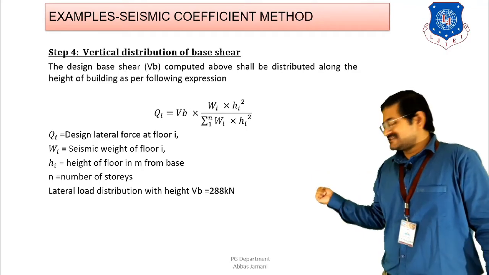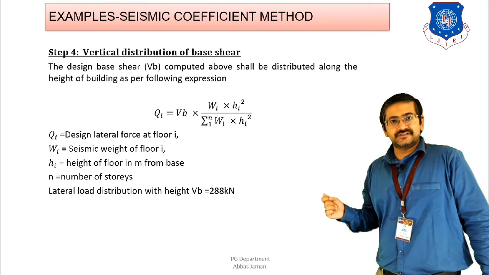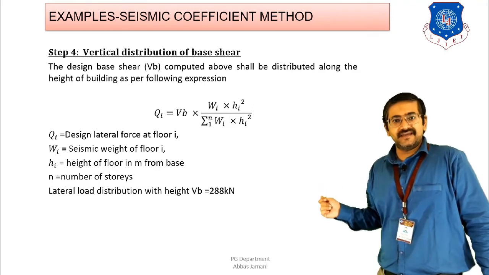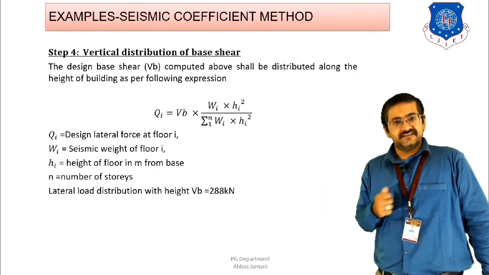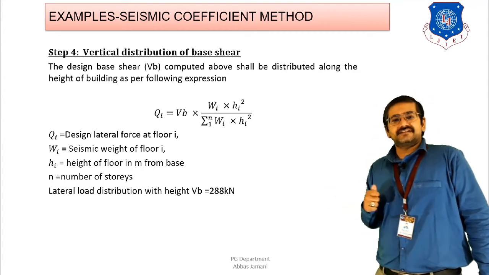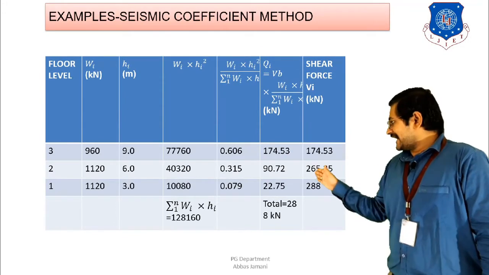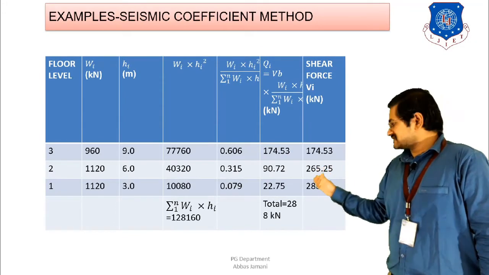Here Q is the design lateral force according to the story, Wi is the weight at the individual floor level, hi is the height, and similarly Vb is the value of the base shear that we have calculated, right? So now when I substitute all these values, I form this type of table where I am writing the floor level as 3 to 1.